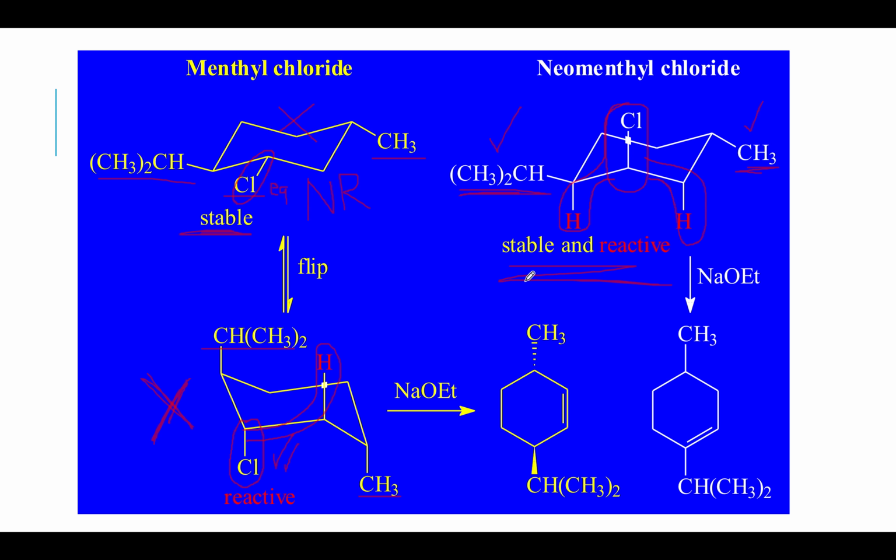So, of course, since this form is stable with the bulky groups in the equatorial, but my leaving group is in the axial, it is also reactive. Here there is a catch. If it's in the most stable form, it's also unreactive. If it has to be in the reactive anti-periplanar position, then it's unstable because of the bulky groups also being in the axial position. Okay.